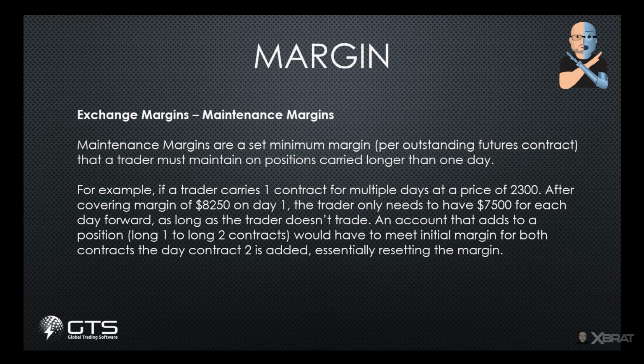So an account that adds to a position, so long 1 to long 2 contracts, would have to meet initial margin for both contracts the day contract 2 is added. So that's $1,700. Sorry, $17,000. So again, essentially, that's resetting that margin.